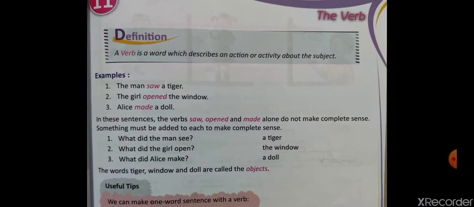Starting today's video with understanding the meaning of the name of the chapter, which is the verb. A verb is any word that denotes some action or an activity that is about to take place or is happening in the sentence. For example, the man saw a tiger, the girl opened the window, Alice made a doll. In these sentences, saw, opened, made are the things that are being done in the sentence, right?